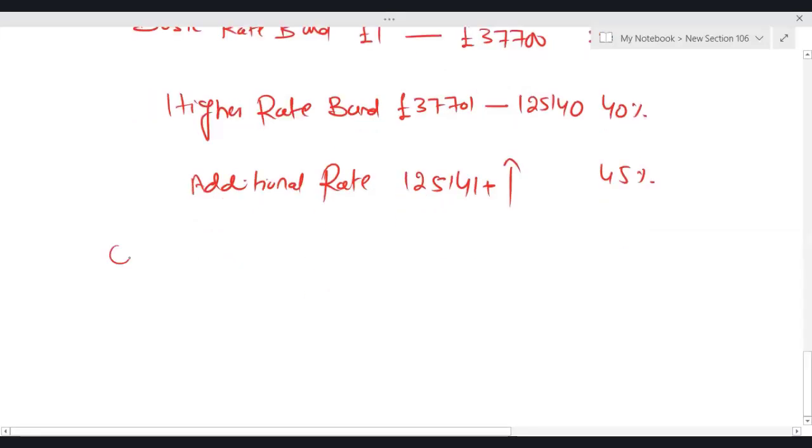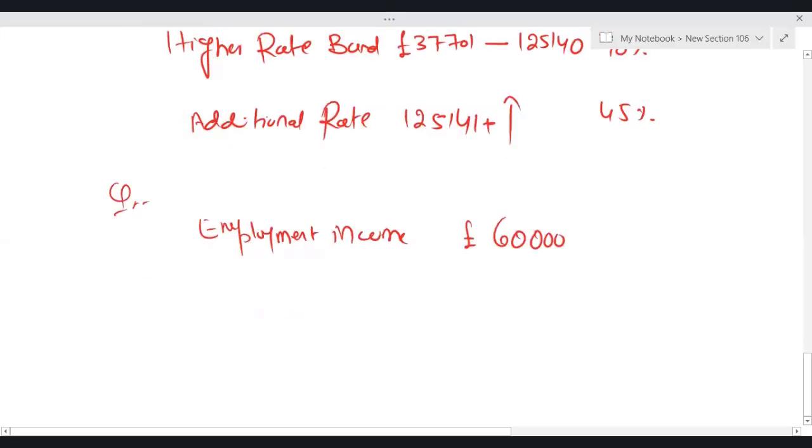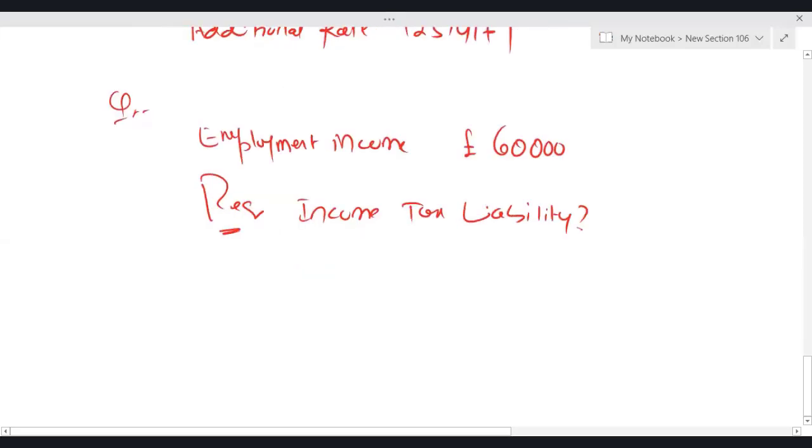For example, let's say we have employment income of £60,000, and the requirement is income tax liability. So how do we calculate? As we have already discussed, an individual is required to pay income tax, but only on the income which is over and above the personal allowance. And employment income is a non-saving income.